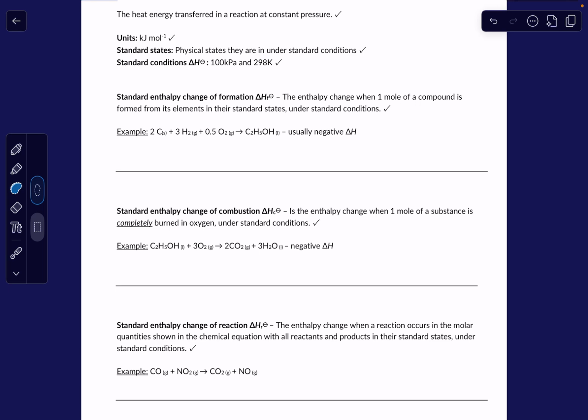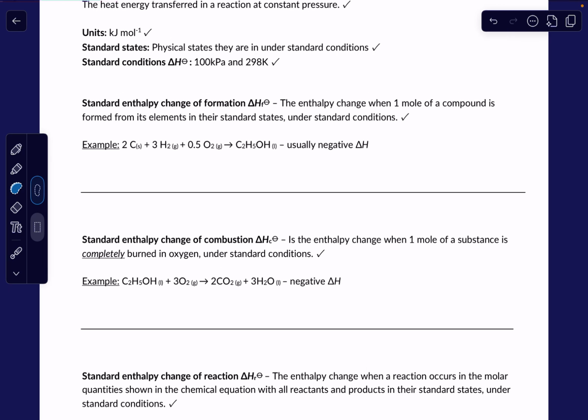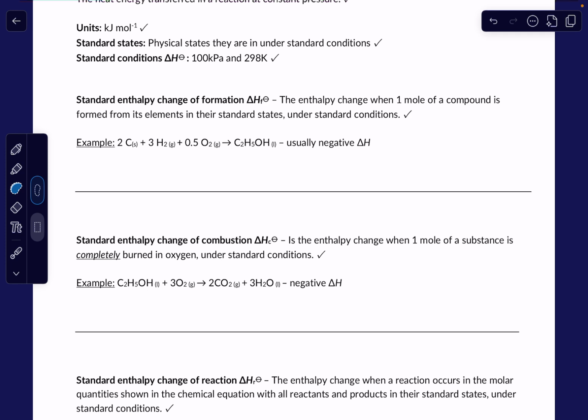Let's look at the first one, formation. I'm going to read the definition and I'll explain. The enthalpy change when 1 mole of a compound is formed from its elements in their standard states under standard conditions. So when I make something from the things that it's made out of that exist at room temperature.